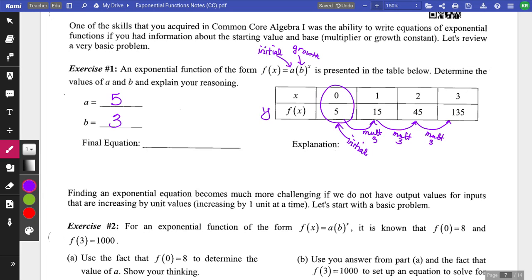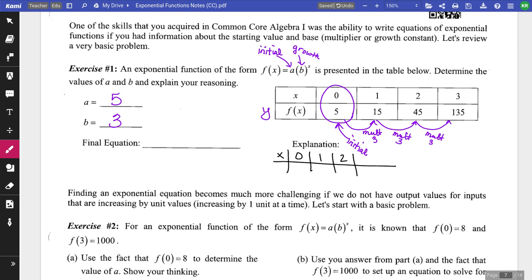Well, what happens if it's a decay instead of a growth? For example, if you'd have the same kind of situation, but this time, let's say 0 is 48, 24, 12, 6, and so on. To go from 48 to 24, I divide by 2. 24 to 12, divide by 2. 12 to 6, divide by 2. So my pattern is divide by 2.